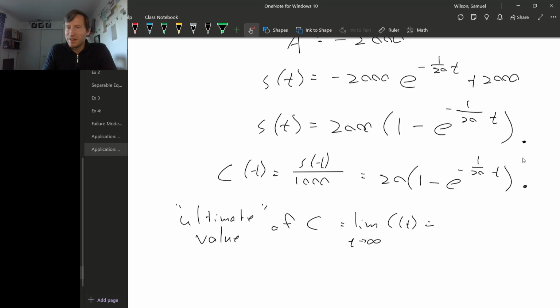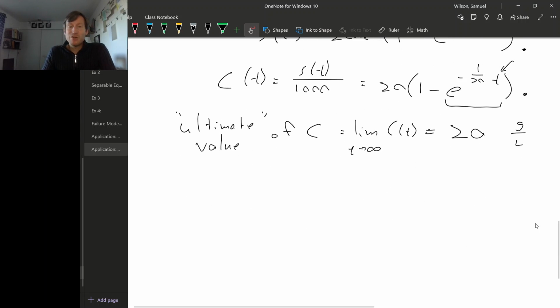And if you look at this formula, since t only shows up in this one spot, we just have to ask ourselves what happens when this t in the exponent gets really big. Well, when the t in the exponent gets big, we get e to a large negative, that is 0. So in the limit, this exponential part becomes 0, and we just get 20. So the ultimate long-term value of the concentration is 20 grams per liter. And so half of that is 10. So to find when the concentration gets to half of its ultimate value, we can just set c of t equal to 10.